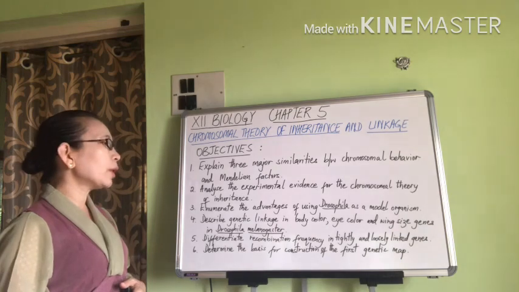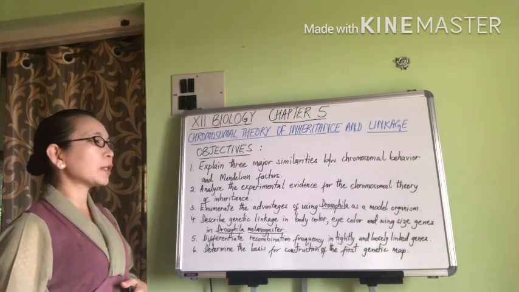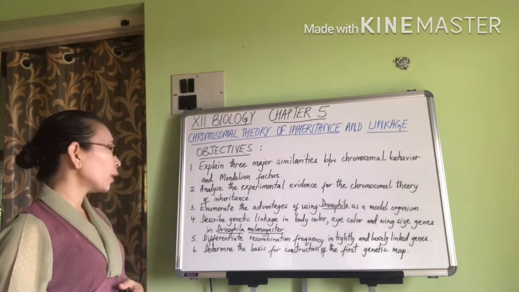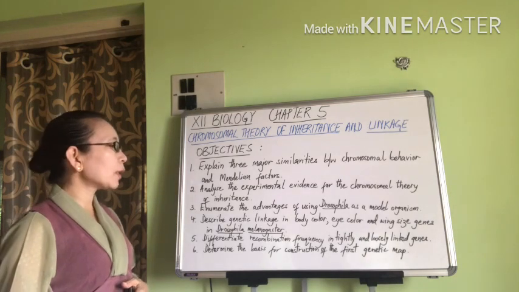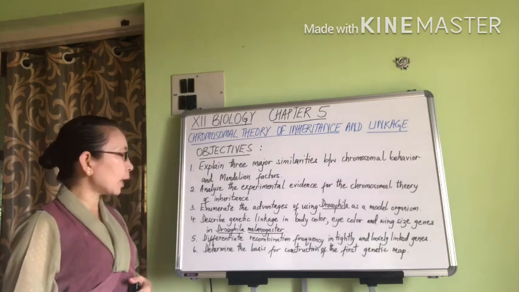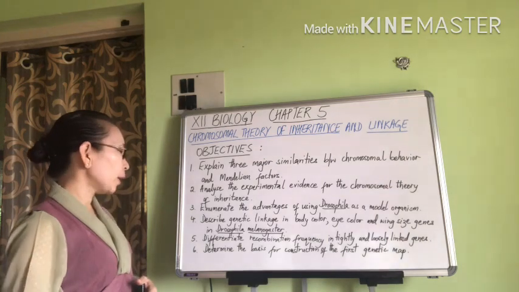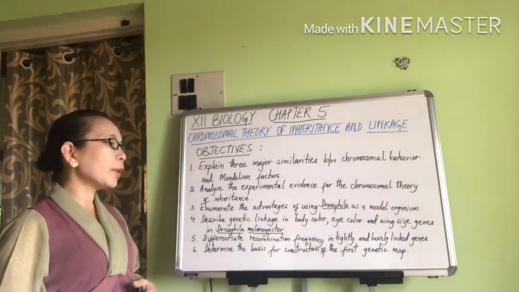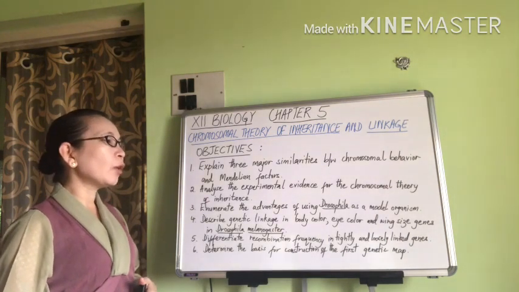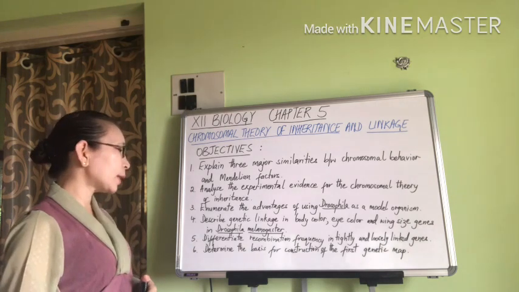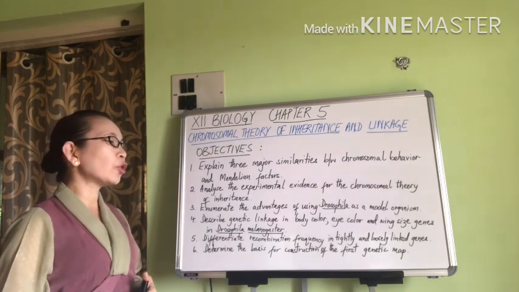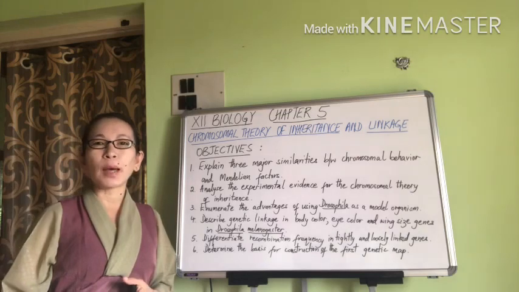3. Enumerate the advantages of using Drosophila as a model organism. 4. Describe genetic linkage in body color, eye color and wing size genes in Drosophila melanogaster. 5. Differentiate recombination frequency in tightly and loosely linked genes. And 6. Determine the basis for construction of the first genetic map.